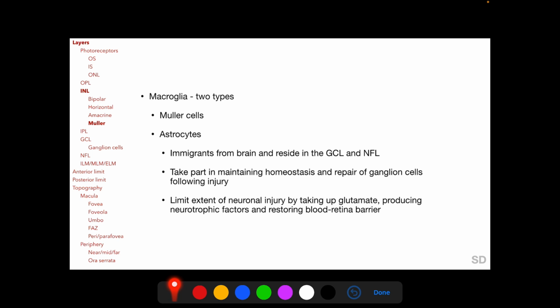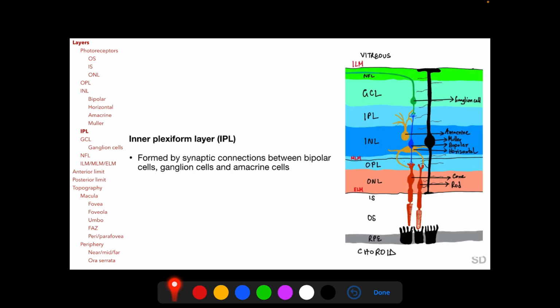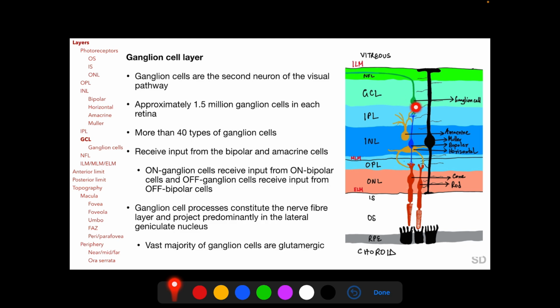So the Muller cells are the only glial cells which are present throughout the retina, whereas the microglia and the astrocytes are present mostly in the ganglion cell layer and the nerve fiber layer on the inner aspect of the retina. The inner plexiform layer is formed by synaptic connections between bipolar cells, the ganglion cells, and the amacrine cells. The ganglion cells are said to be the second neuron of the visual pathway, and there are approximately 1.5 million ganglion cells in each retina.